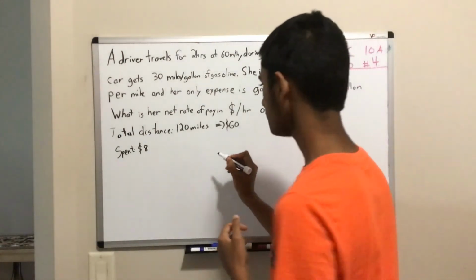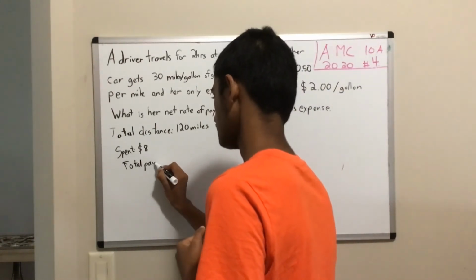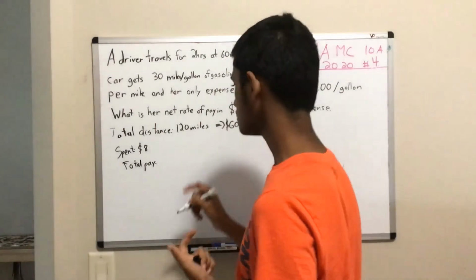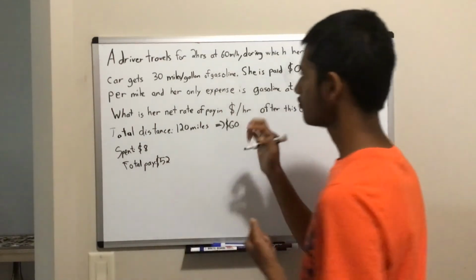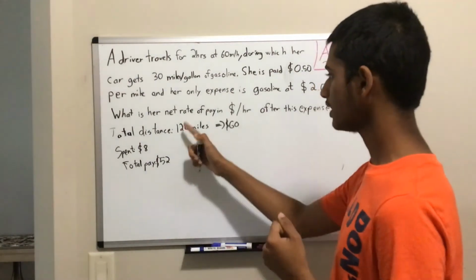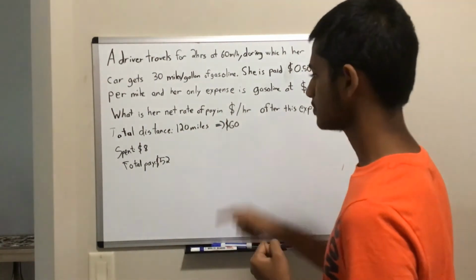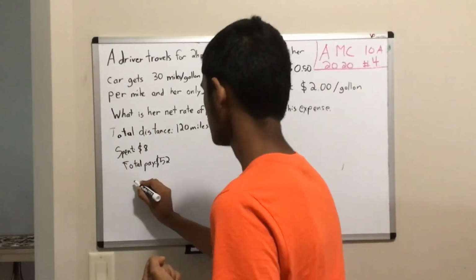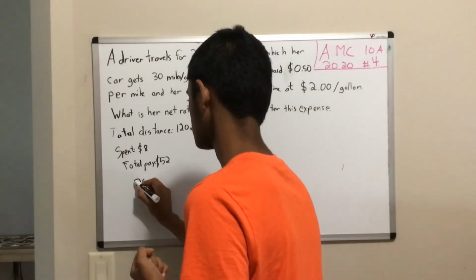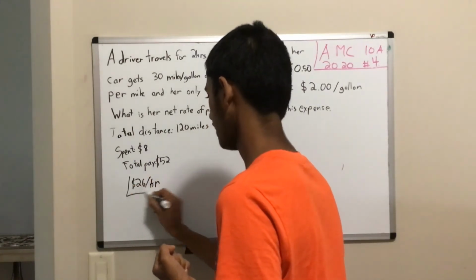That means her total pay will be 60 minus 8, and 60 minus 8 is simply just going to be 52. And now remember, this is for 2 hours of work, but we want to calculate how much she gets per hour. In order to do that, we simply have to divide this by 2, meaning that she gets $26 per hour during this trip, which is actually our final answer.